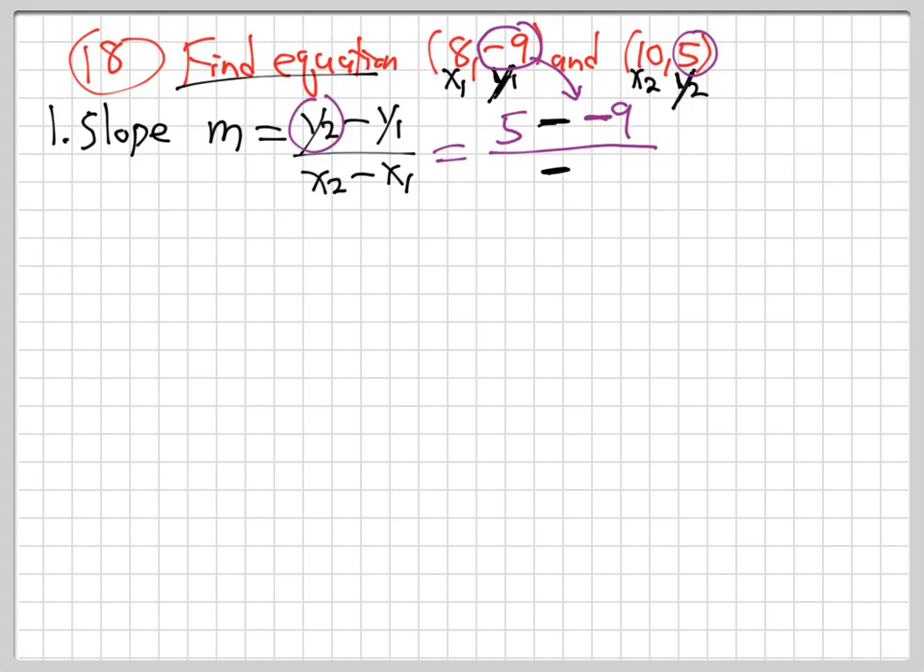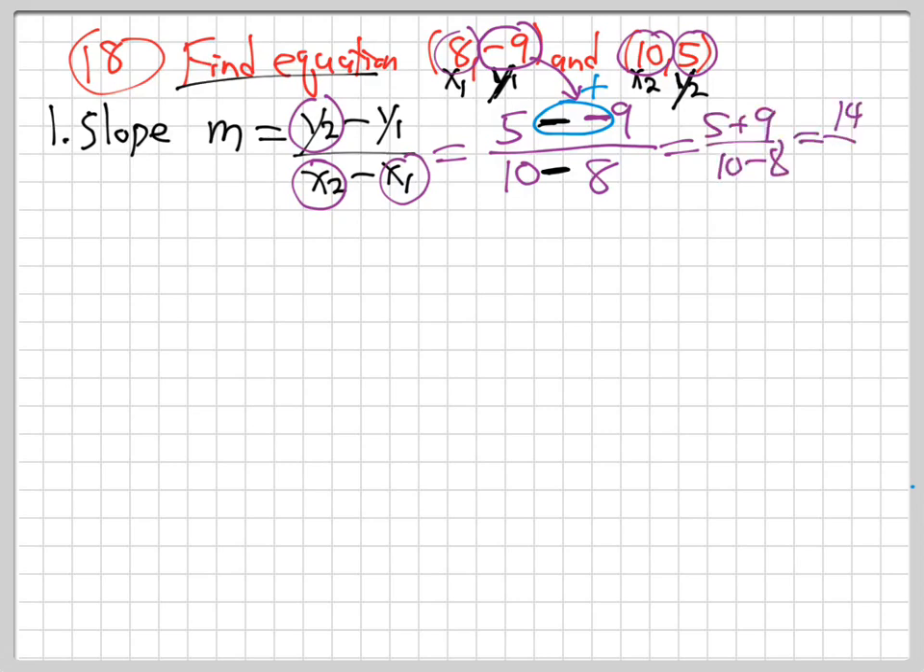And then if you also plug in negative numbers, you get the double negative thing happening. You know what that's going to do. I'll just circle it right now and just say plus, huh? It's going to become add 9, isn't it? On the bottom, we've got x2, so what's that? That's 10. Subtract x1, which is 8. So we get 5 plus 9 over 10 minus 8. 14 over 2, 7. The slope is 7.